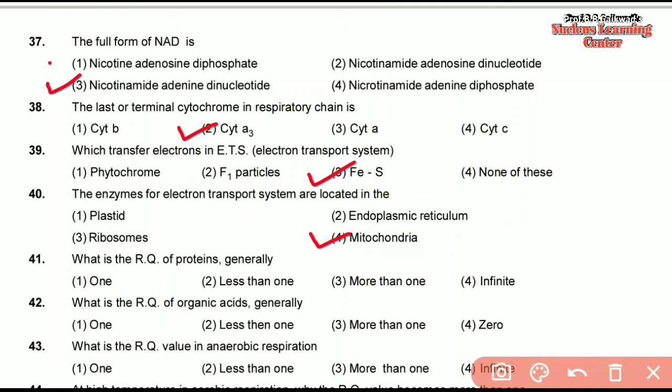41. What is the RQ of proteins generally? RQ is the respiratory quotient and the RQ for protein is less than 1. So for proteins and fat it is always less than 1. What is the RQ of organic acid? For organic acid the RQ is always more than 1.